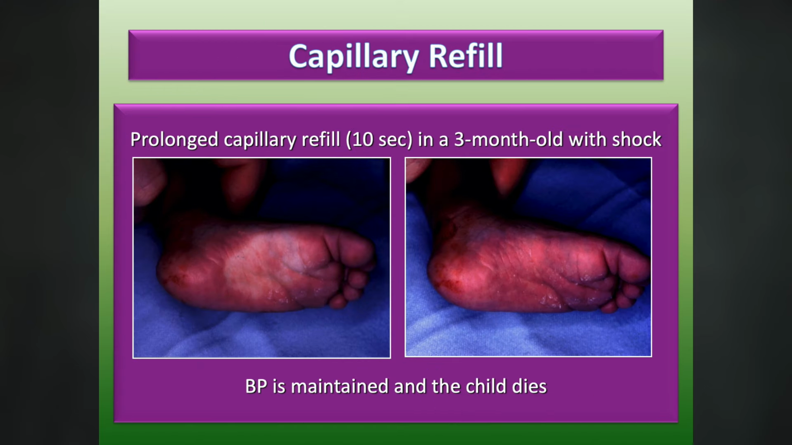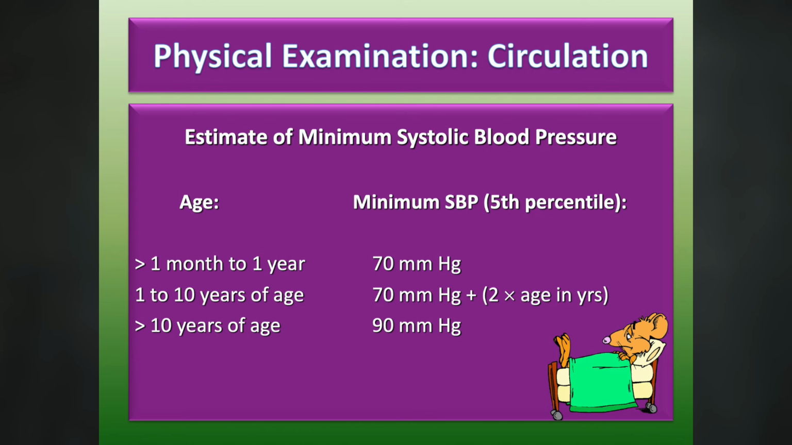This slide shows a capillary refill of 10 seconds with a normal blood pressure, and the patient doesn't survive even though his blood pressure was normal. When we look at blood pressures, here's what we want to know. This is looking at the lower fifth percentile, meaning the lowest acceptable blood pressure. And the lowest acceptable blood pressure starts at 70. So for an infant, we say the lowest acceptable blood pressure is 70. Anything below that is considered hypotensive and more critical.